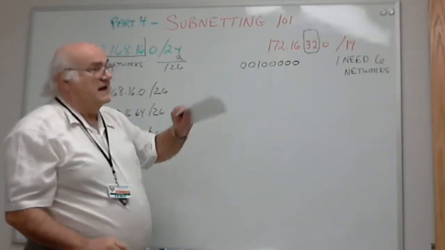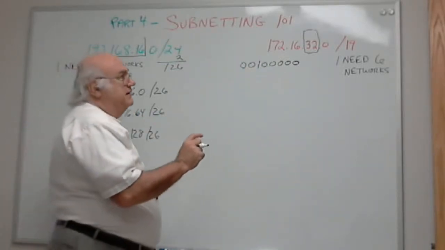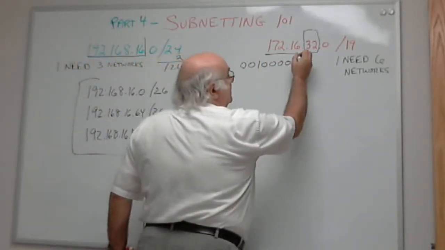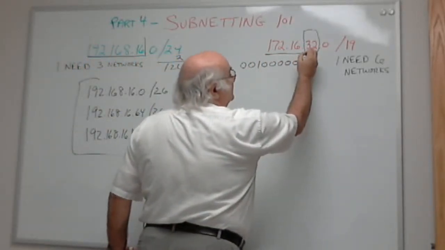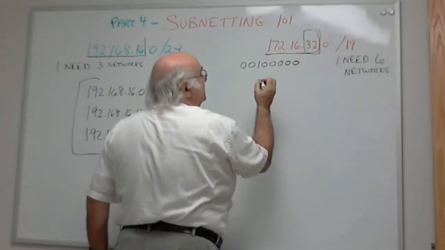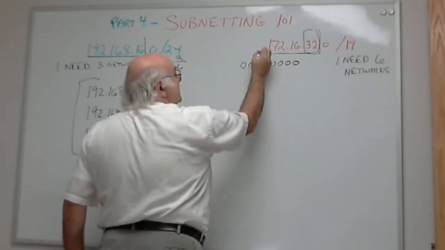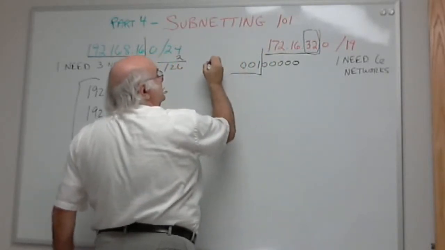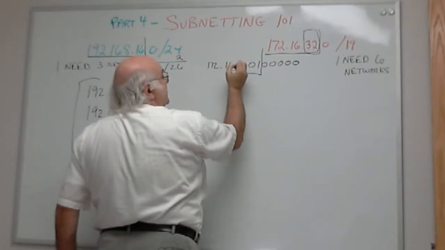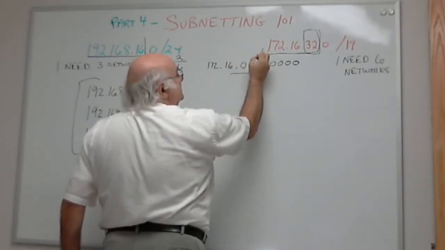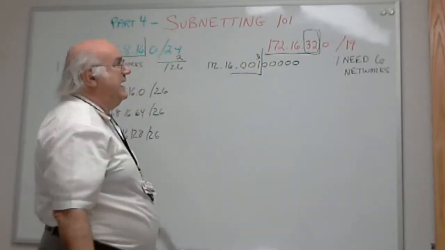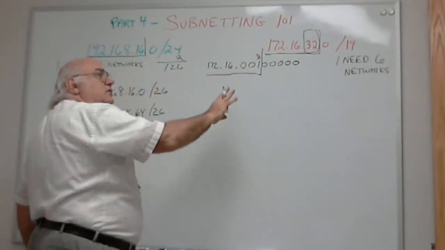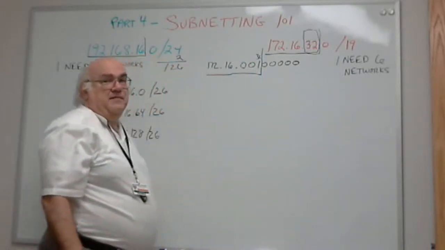With the /19, that means I'm taking 19 bits for my network, which I cannot touch. The first 19 bits are these 16 plus 3 here: 1, 2, 3. So I cannot touch 172.16. This is bit position 32. I cannot touch that. I cannot change anything from here up. So the only things I can change are down.